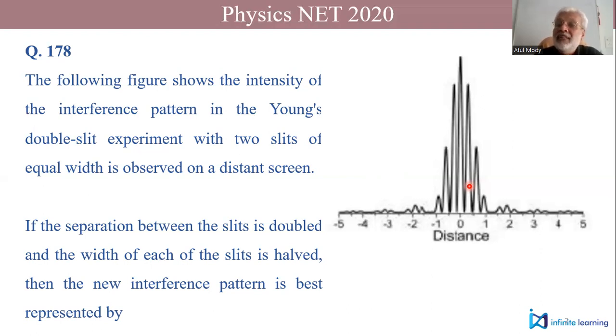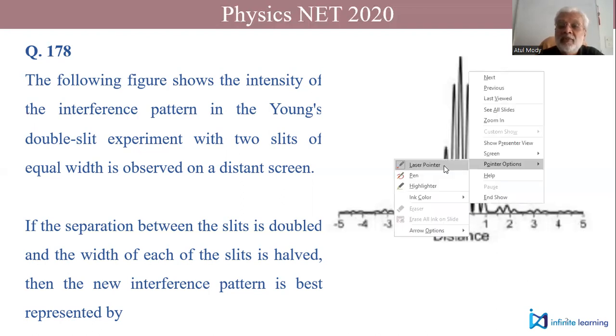And in case of single slit diffraction pattern, if you reduce the width of the slit, then the central maximum will start spreading. So what we are given is that the separation between the two slits is doubled, increased. The individual fringes will become thinner, and the width of each slit is halved, which means your central envelope will actually broaden. That's what is expected. Okay, so let's see what the options given are.